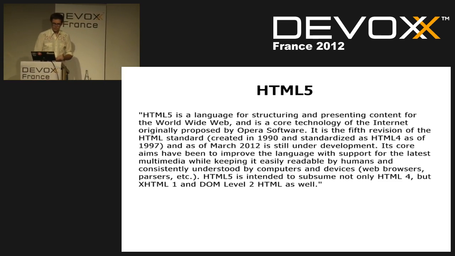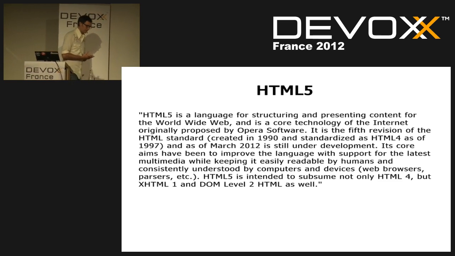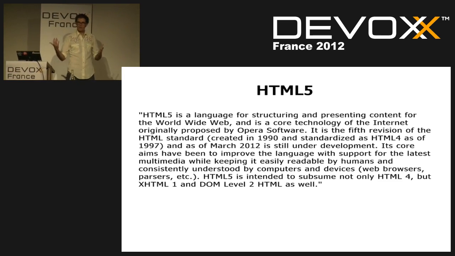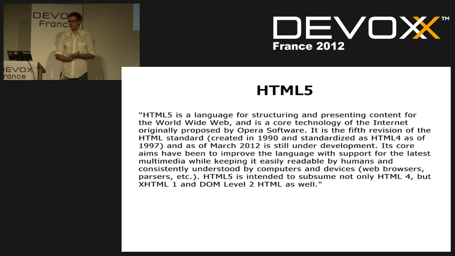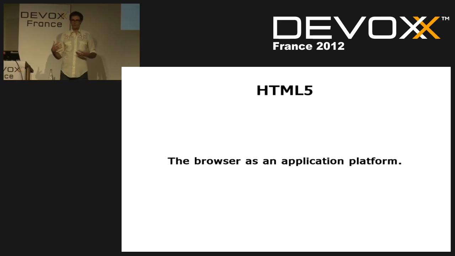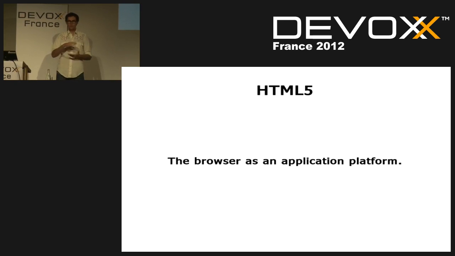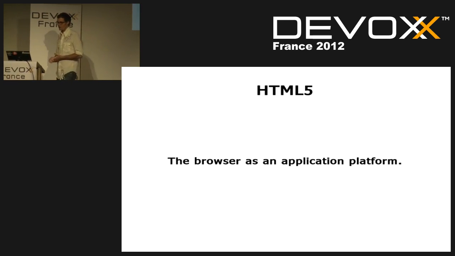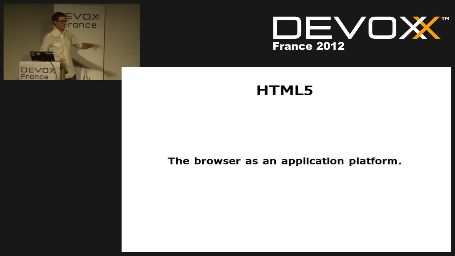Okay, so what is HTML5? It was in the title of my talk, so we've got to talk about HTML5. Here's the definition from Wikipedia of what HTML5 is. My definition of HTML5 is that the browser is now an application platform. Now we can actually build and deploy applications that use browser technologies for the client side of the application. So that's really the way that I look at HTML5.